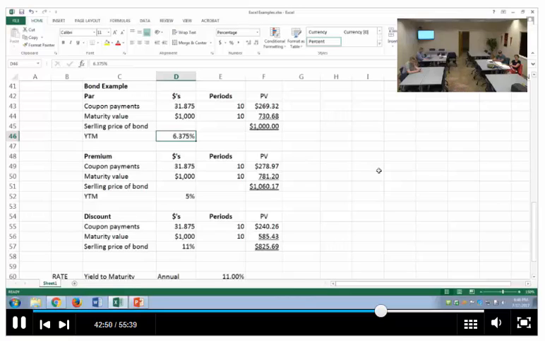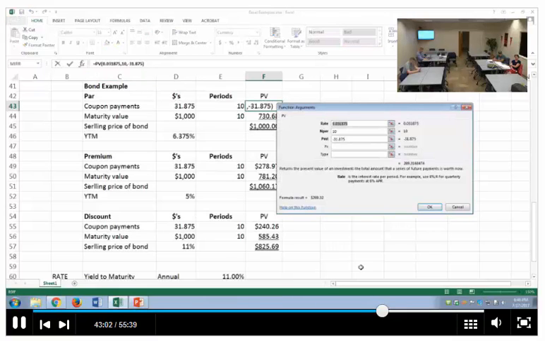If we go up to the 269.32, what I did was I said the semi-annual rate, in other words this number divided in half, is 3.1875, or 0.031875. The number of periods I doubled from 5 to 10, and the payment. This is how you do an annuity. The payment is the 31.875.